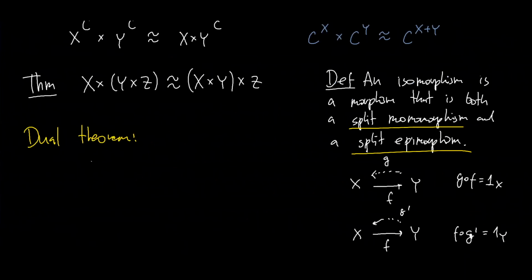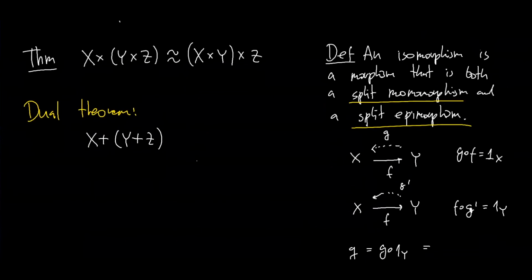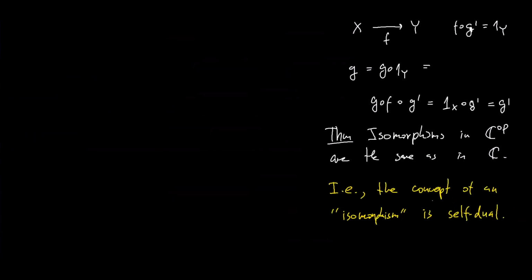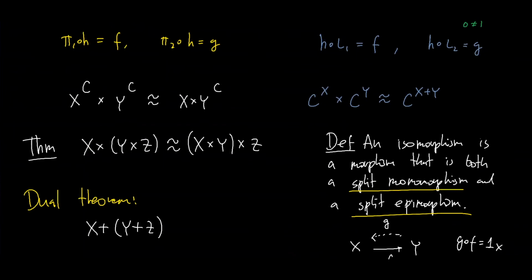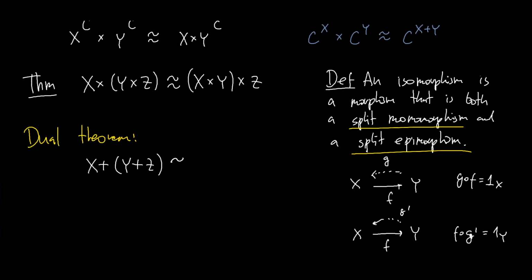So we will get that x plus y plus z, and remember, there being an isomorphism will be a self-dual property because isomorphisms are self-dual, right? So being an isomorphism in the dual category is the same as being an isomorphism in the original one. So we'll get that this is isomorphic to that.